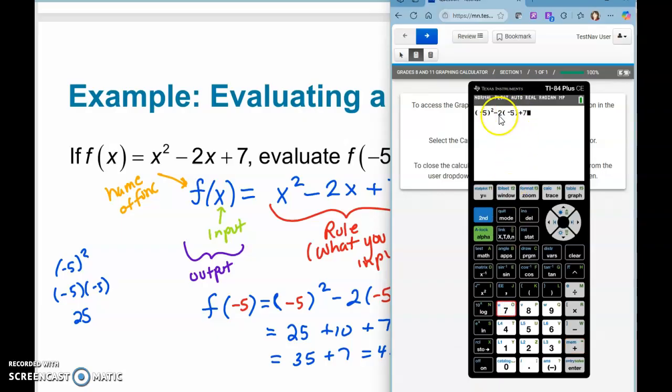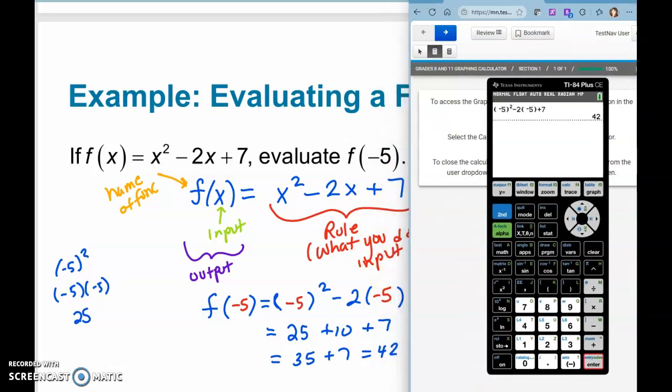If I hit the minus sign, the calculator is looking to subtract it from something. So if you want to represent a negative number, you put the negative sign, and if you're performing the operation of subtraction, you put the minus sign. So when I hit enter, I get 42, which is the same thing that I found by hand.